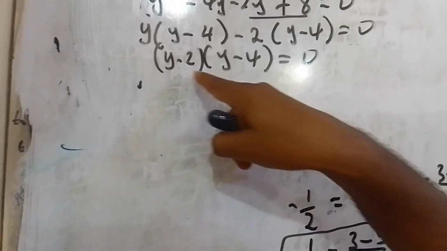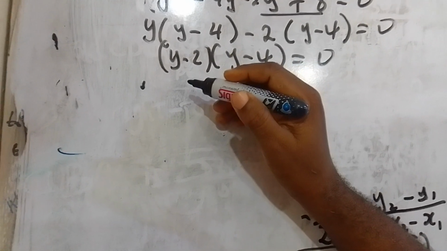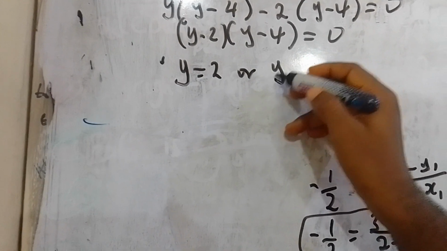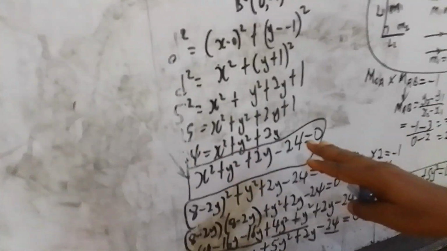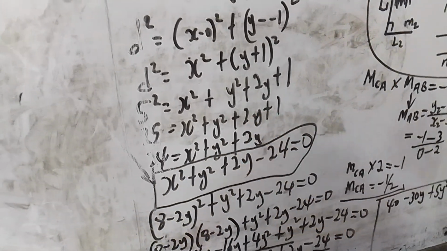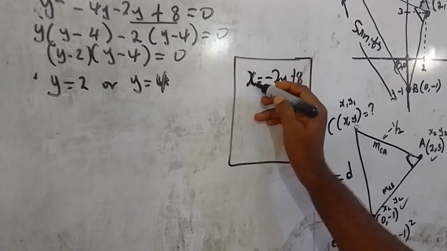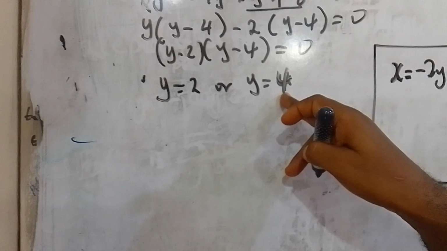So when you are multiplying two factors and they give you 0, it's either one of them is 0, and so that particular idea leads us to the value of y to be 2 or y to be 4. Now remember that we have the expression for x when I made x the subject of the formula the other time. Okay. Now we can substitute for when y is 2 and when y is 4.